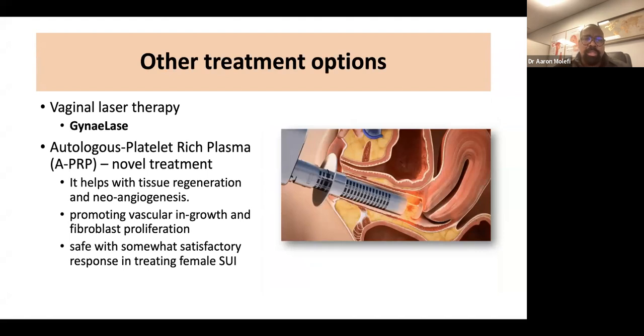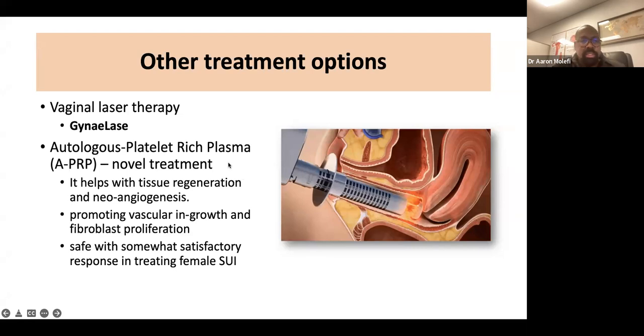There are other treatment options that have been shown to work, such as vaginal laser therapy, GynoLase. They use it for all sorts of things, for vaginal rejuvenation, for patients that are having vaginal atrophy. So it works for those types of patients, right? It has also been shown to work in patients that are having urinary incontinence, especially stress urinary incontinence, right?